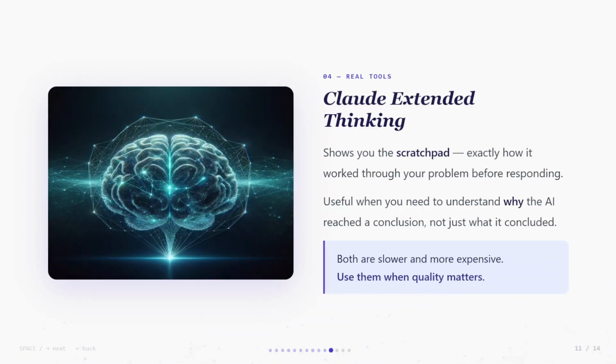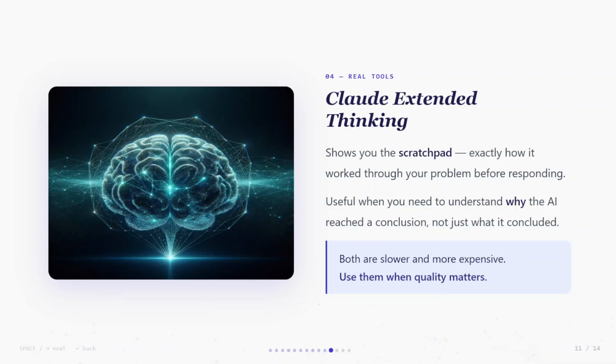Anthropic's Claude with extended thinking does the same, and you can actually see the thinking process. A scratch pad that shows how it works through your problem before responding. Useful when you need to understand why the AI reached a conclusion, not just what it concluded. Both are slower than regular models. Both are significantly better at hard problems.